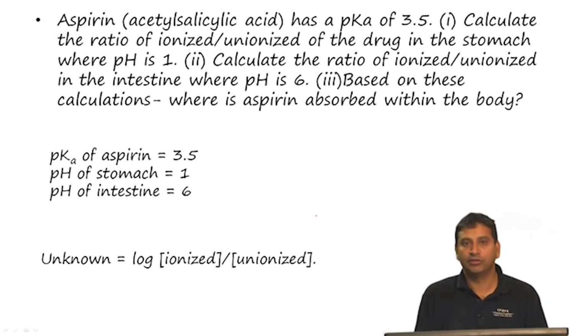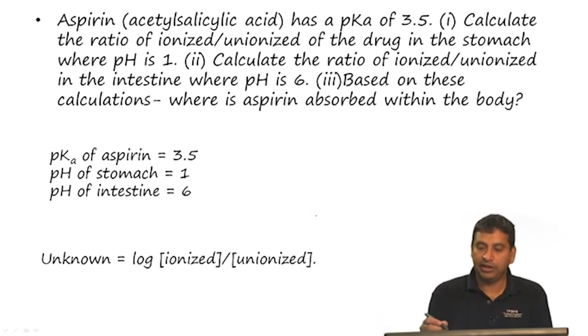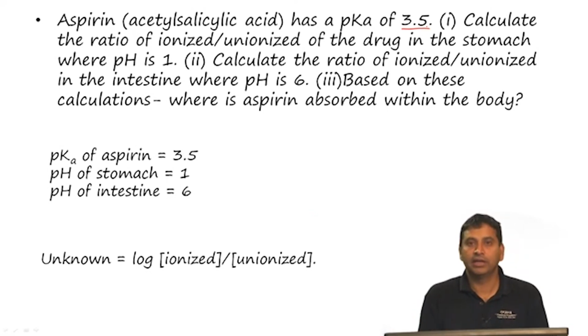Right. So, the first question is: aspirin, which is acetyl salicylic acid, has a pKa of 3.5. The first subpart is to calculate the ratio of ionized by unionized of the drug in the stomach where the pH is 1. The second part is to calculate the ratio of ionized by unionized in the intestine where the pH is 6, and based on these calculations, can you suggest where aspirin would be absorbed within the body?